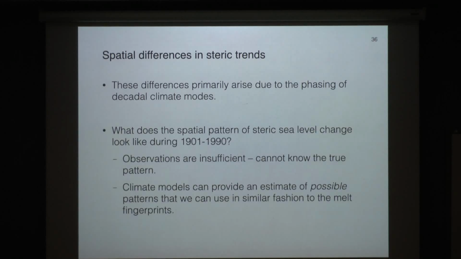So then, what does the spatial pattern of steric sea level change look like over the period that we're interested in? Well, we can't know that. We just don't have the observations to do that. But we can use climate models to at least get an estimate of possible patterns. And maybe we can use these patterns in the same way that we might use the fingerprint patterns as well.